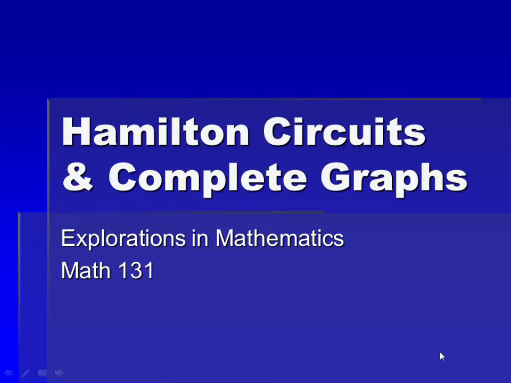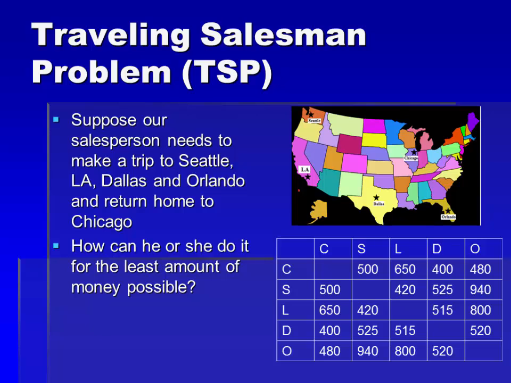Hello. We've completed our work with Euler circuits and now we are ready to go on to a different kind of circuit, Hamilton circuits. Our study of Euler circuits began with the Königsberg problem when we were trying to walk across all of the bridges without recrossing any of them. This time the problem we will start with is the traveling salesperson problem.